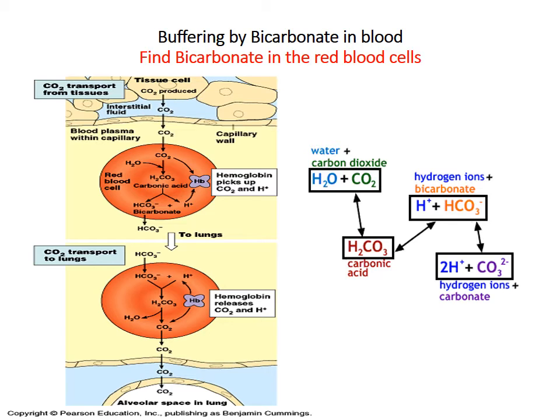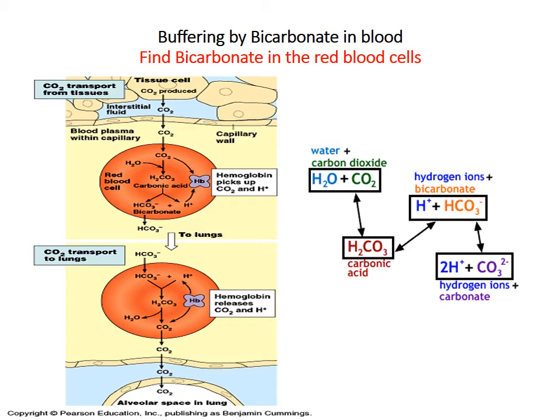Buffers have the ability to either take up an OH group and therefore make something less basic, or they have the possibility of giving off a proton. And if they give off a proton, they're acting as an acid, and that would help to reduce the pH. And if they give off an OH group, then they can increase the pH, make it more alkaline. So this is extremely important in our bodies.